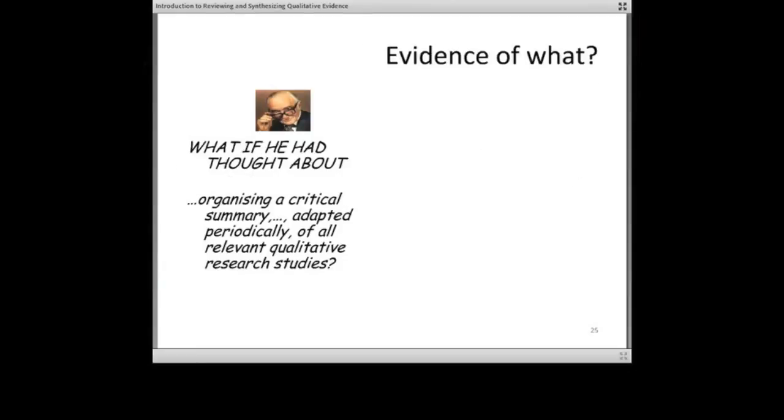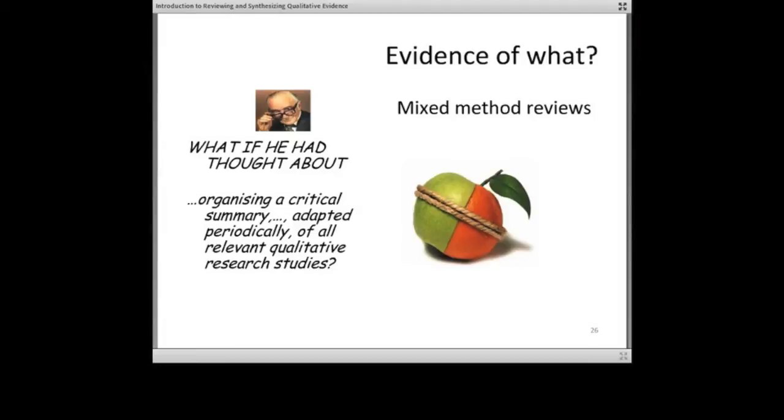So I always wondered, what if Archie Cochrane had thought about organizing a critical summary, adapted periodically, of all relevant qualitative research studies? Now, that would have made a difference, because then we might have had about 6,000 mixed method reviews that provide us with a much more in-depth understanding of a condition, an intervention.